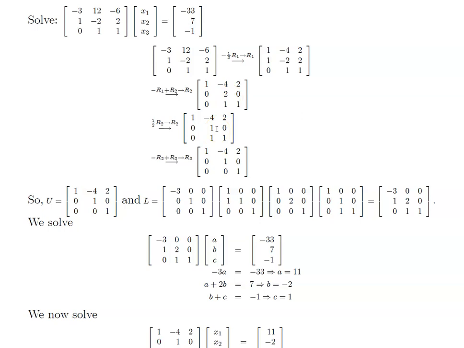Finally, we'll take negative row 2 added to row 3 and replace row 3, and that gives us 0, 1, 0, 1 for our final row. So this is a row echelon form of the matrix.